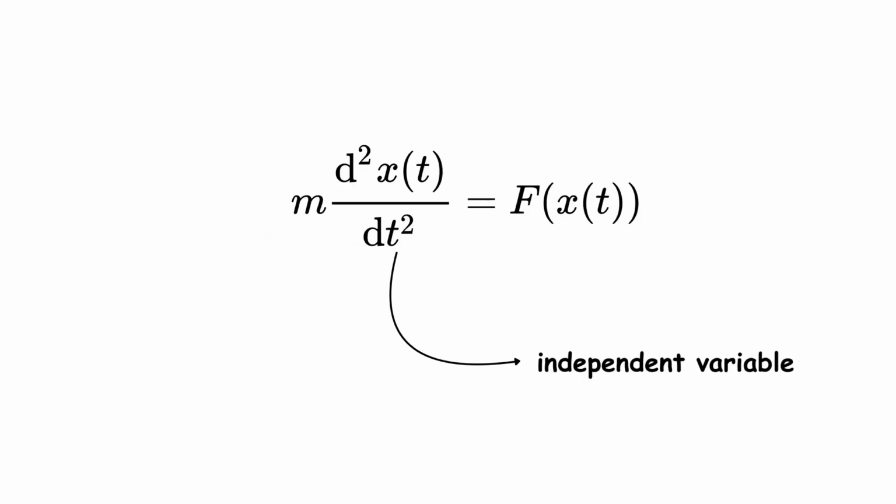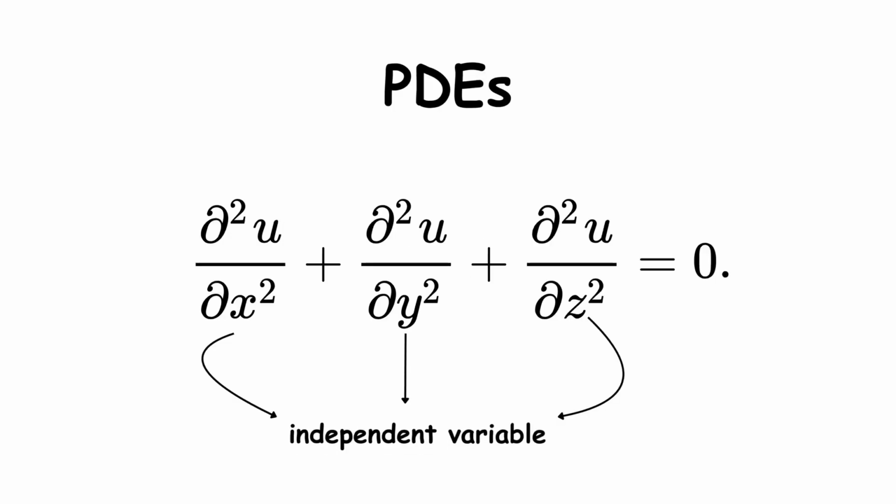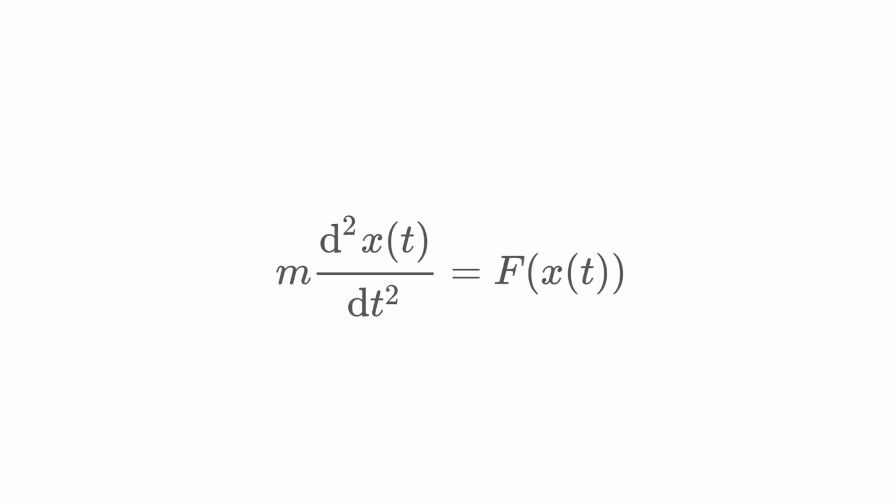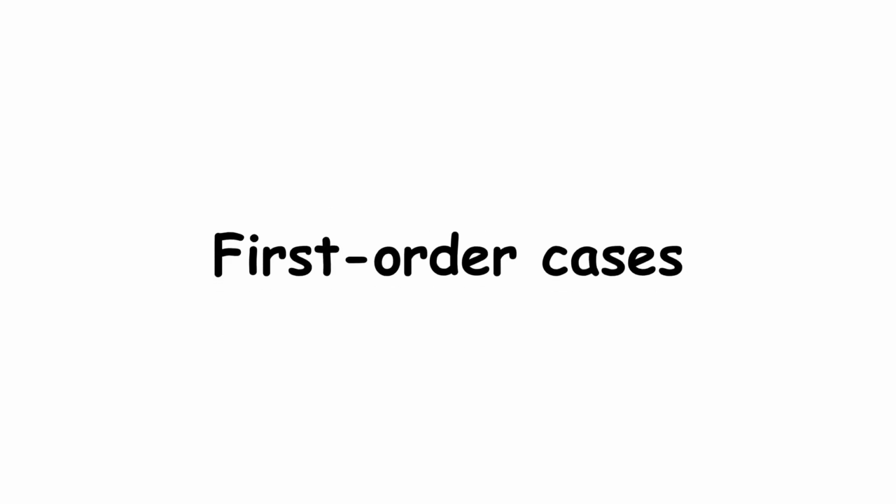They are classified into ordinary differential equations, or ODEs, with a single independent variable, and partial differential equations, or PDEs, which involve several. Among ordinary differential equations, ODEs include first-order cases, higher-order equations such as Cauchy-Euler and Bernoulli equations, as well as linear and nonlinear systems.